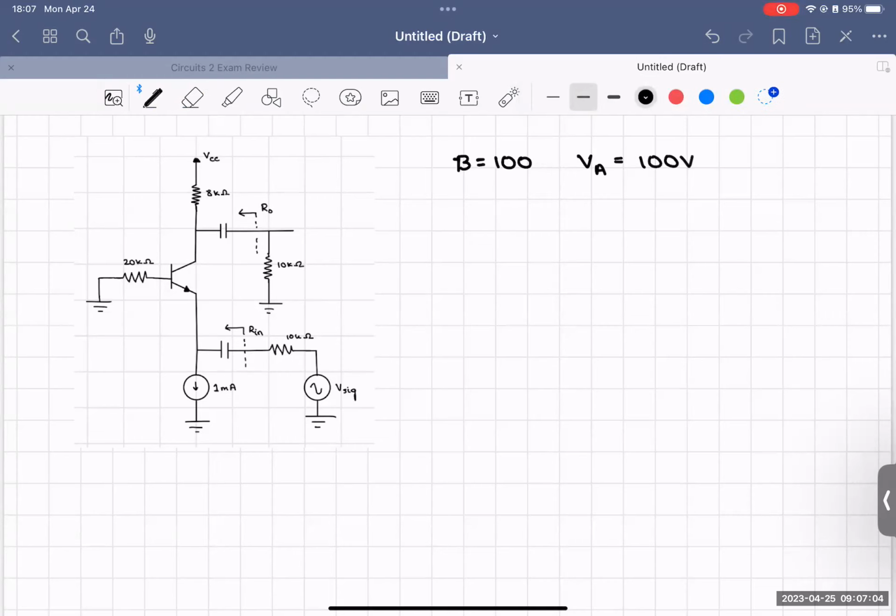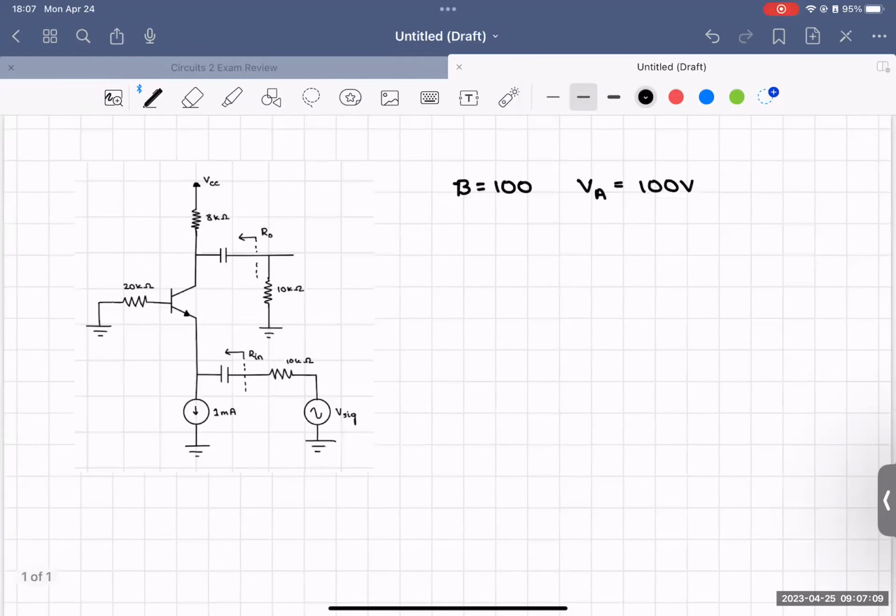Early voltage is 100 volts. And then your transconductance parameter Kn is set to 10 milliamps per volt squared. They're given to you, you don't need to solve for them. What we're asked to find by the problem is gain, and then the input and output impedances.